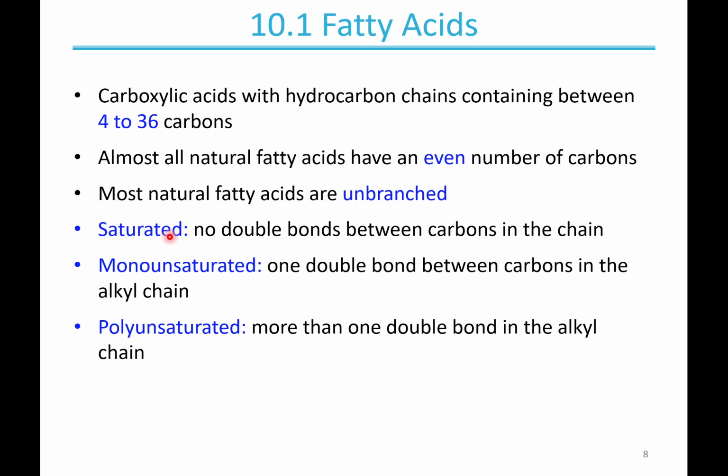When you say a fatty acid is saturated, that means there are no double bonds between the carbons in the chain. So in a sense, you can think of it as saturated with hydrogens. When they're unsaturated, that means there are double bonds. Monounsaturated, as the name suggests, means there's one double bond between carbons in that hydrocarbon alkyl chain. And then you can have polyunsaturated, where there's more than one double bond.